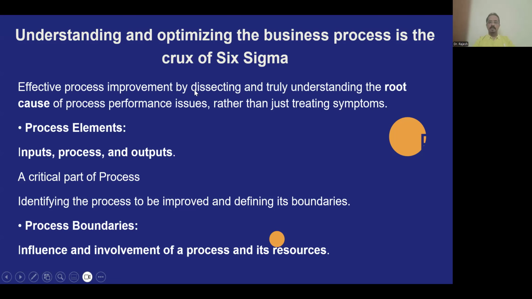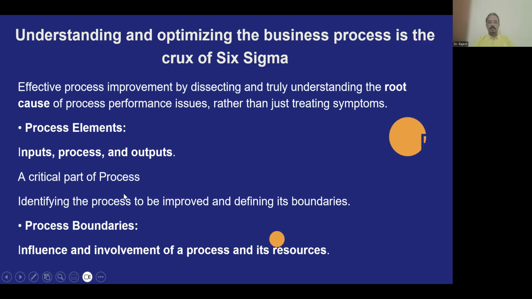See, here your effective process improvement is by understanding the proper root cause. Unless you identify your RCA, you are not going to find any solution. So, whenever you have any problem, the Six Sigma methodology is going back and digging into the root level, identifying the issue, and then bringing the next thing. And for process elements, we should know what is my input, what is the process I'm doing, and what are my outputs.